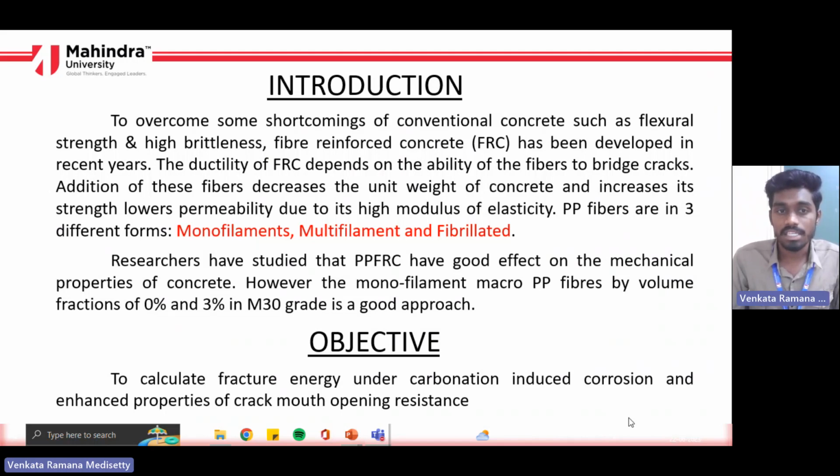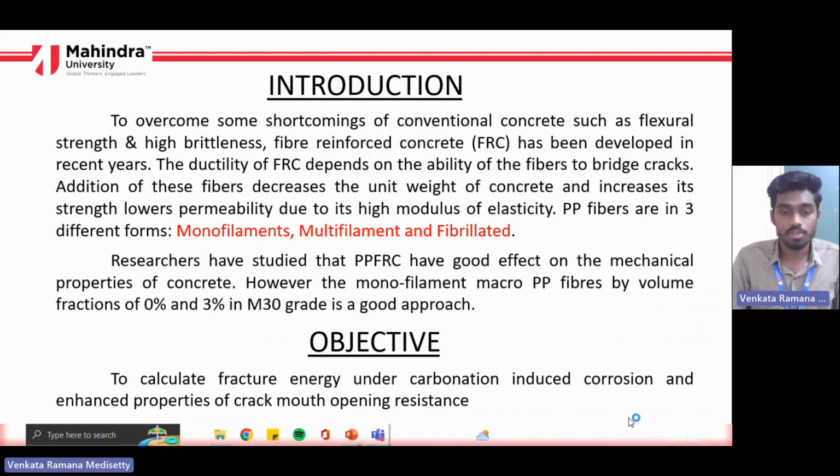And also it is seen that ductility of FRC depends on the ability of the fibers to bridge cracks, which helps in resisting overall crack propagation and initiation as well. And it also increases the strength by lowering the permeability of concrete with high modulus of elasticity. As of now, there are three different forms of fibers available, and researchers have found that the good practice when it comes to polypropylene fibers was using 3% as the highest percentage to replace overall cementitious material in an M30 grade concrete or above.